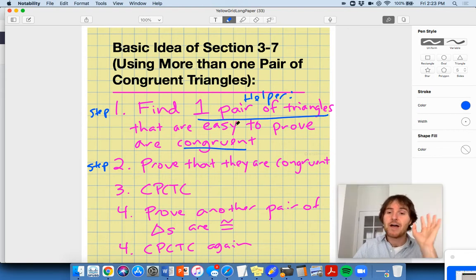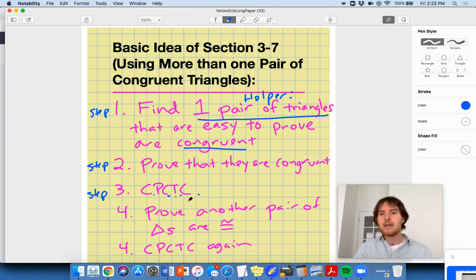So step 1, find a pair of triangles that you think you can prove are congruent. Step 2, prove that the triangles are congruent. Get it good to go, okay? Step 3 is a little vague. I put down this mysterious five letters, C, P, C, T, C, because that's what you do immediately.